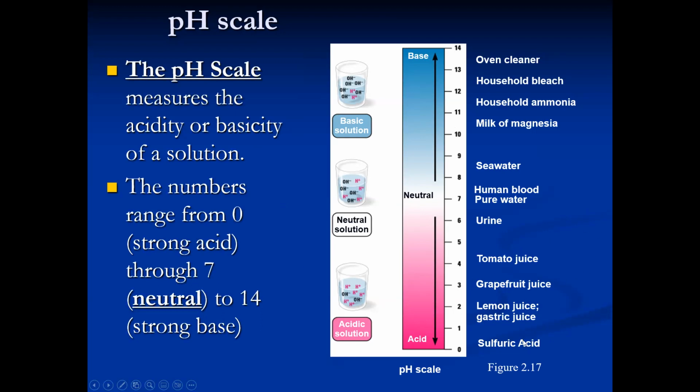So notice these different examples. Sulfuric acid you could use in lab. Stomach acid, lemon juice here at 2, grapefruit juice, tomato juice is even acidic, and urine is slightly acidic. But human blood and pure water are neutral, and then seawater is slightly basic, milk of magnesia even more, ammonia even more, bleach even more, and oven cleaner or lye is extremely basic.